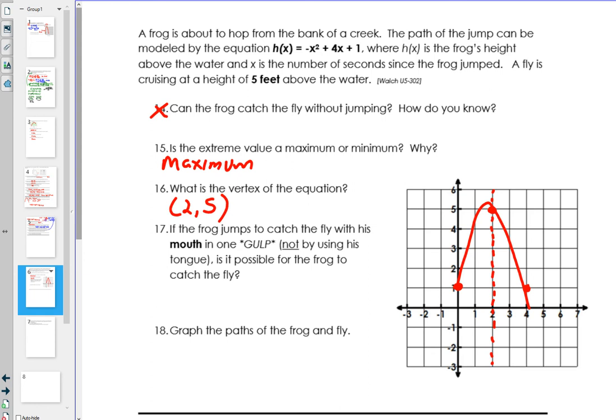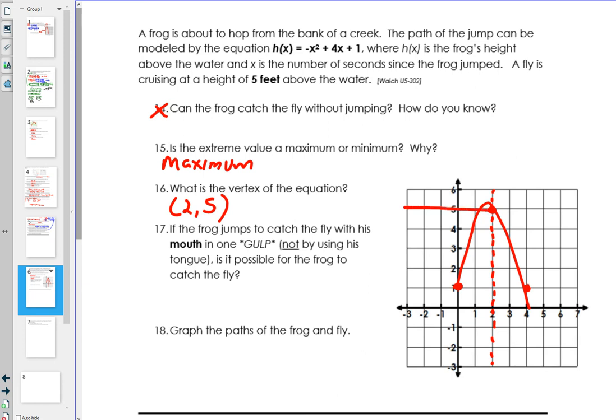And if the frog jumps to catch it with his mouth and not the tongue, would he be able to catch the fly? That's what I thought they were asking at 14. I don't even know what 14 is asking. This is what I thought they would ask. So if he's not going to use the tongue to stretch out any further and just try to gulp it, is it able to gulp it if it's at 5 feet high?